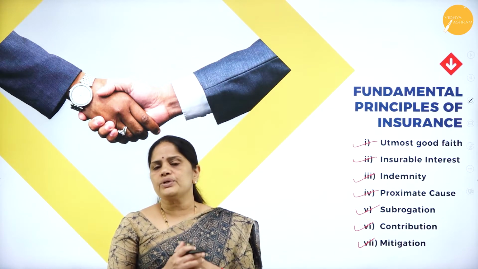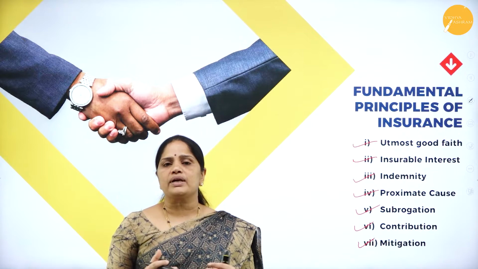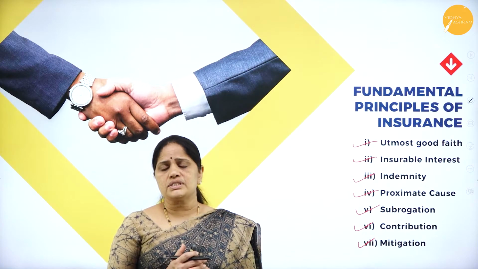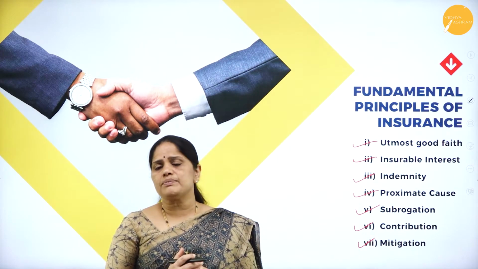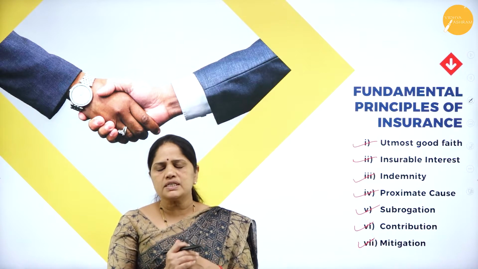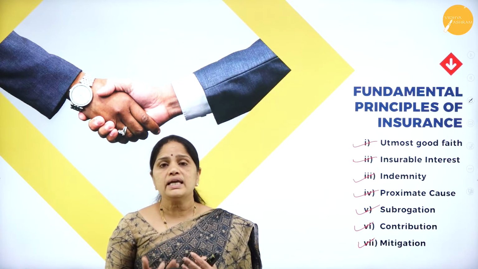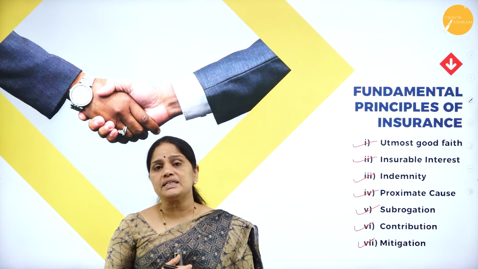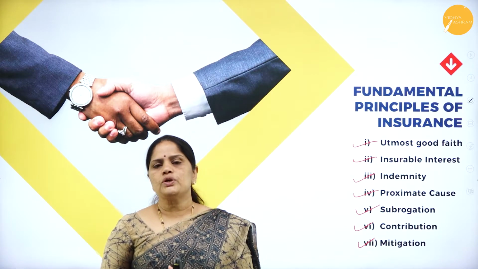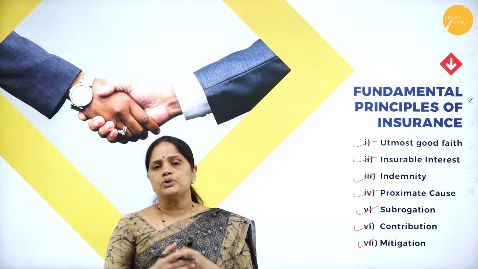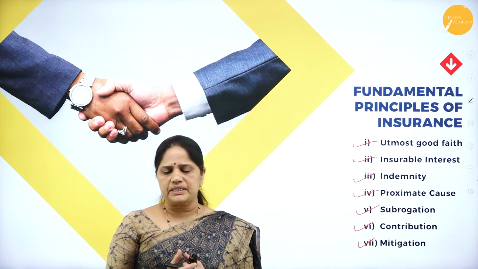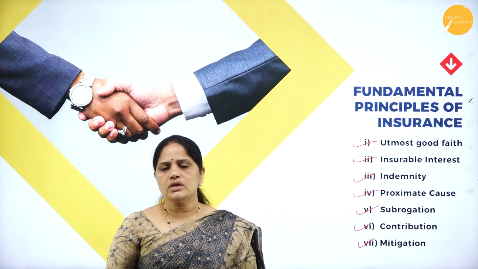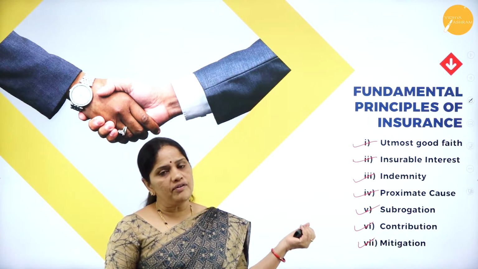So it is the duty of the insured to see that he protects his property, he protects his life, and in the long run we should see that he is responsible for that particular property. Just because the property has been insured, he cannot neglect his property. So this is the principle of mitigation. Now, in case any insured person does not take any step to mitigate the losses to that particular property, he may have to lose his insurance cover. So it will be a breach of the principle of mitigation.